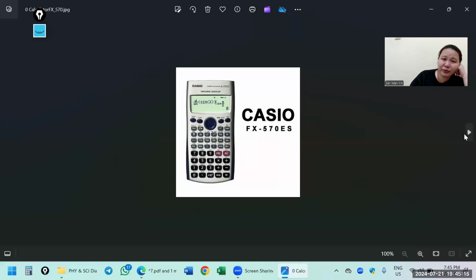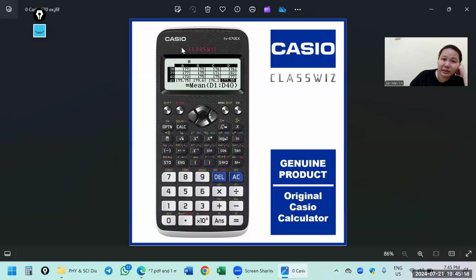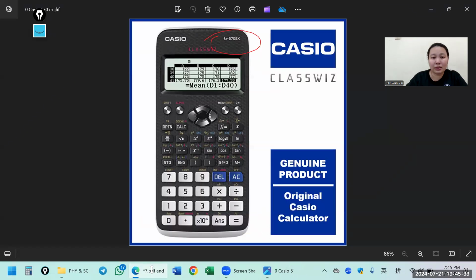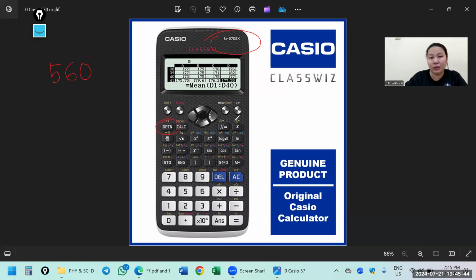this one. This is the latest, and this is the best. This one can get many things. Okay, how do you get the prefix? For example, just now, how much? 560 nanometer. So you just press 560. For nano, you just press option, then you press number 3. Number 3 is engineer symbol.